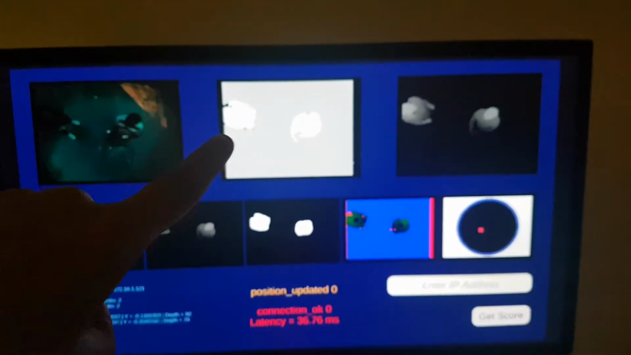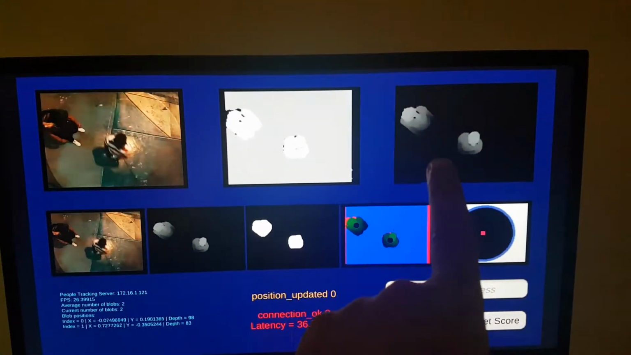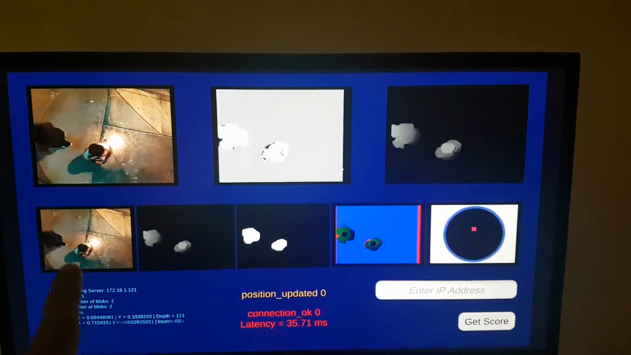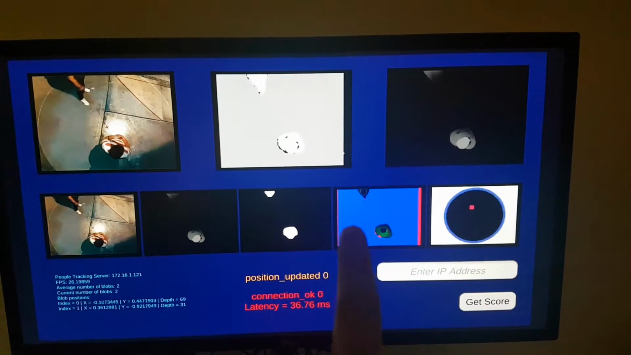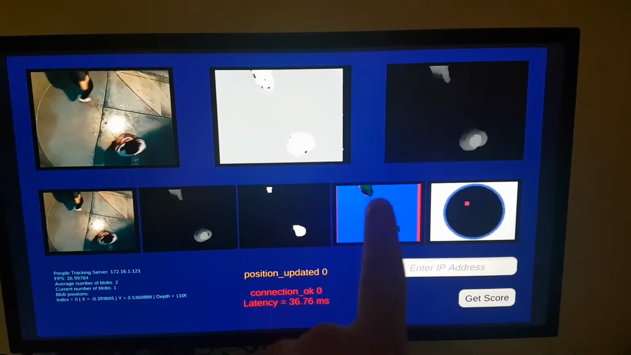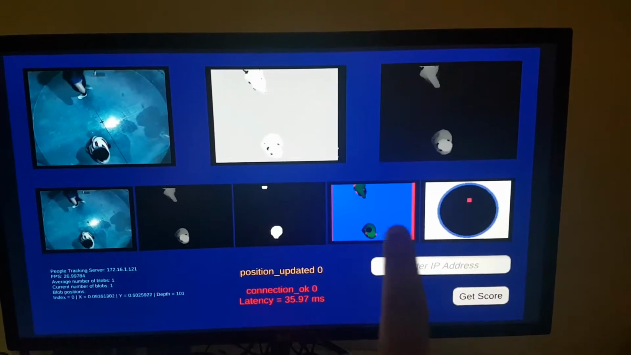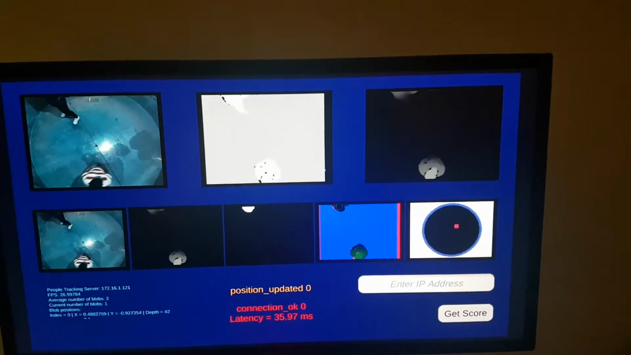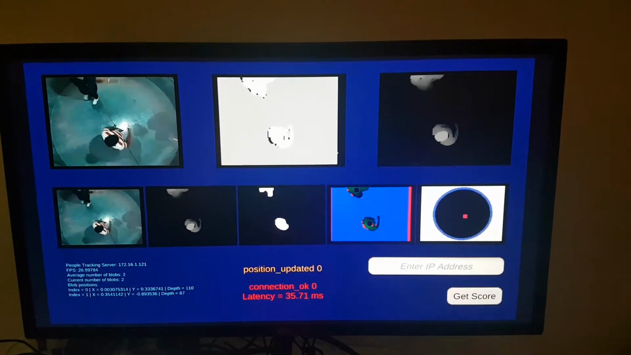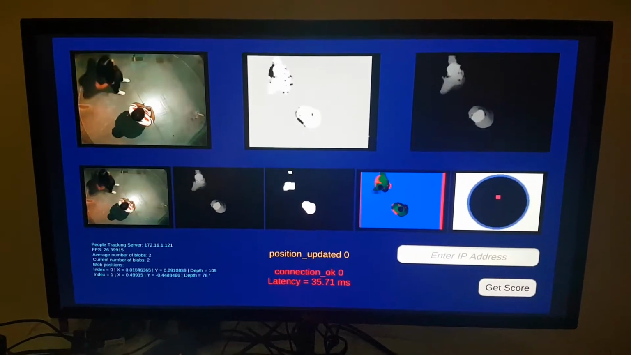This is the depth image. This is the cleaner depth image, and this is where all the image processing is happening, and this is our final blobs. So you can see that there are two black dots, and this one right here shows the average movement. So in total, this is how blob tracking works.